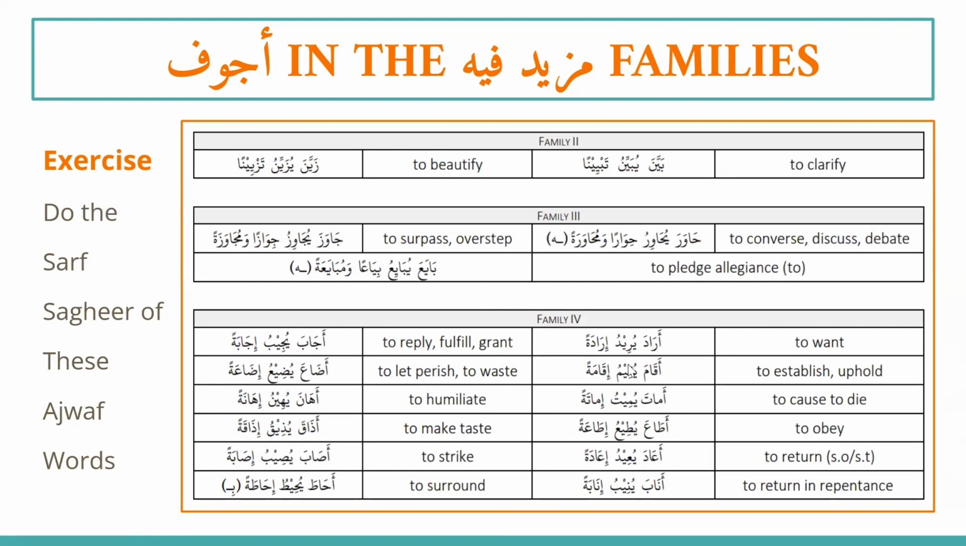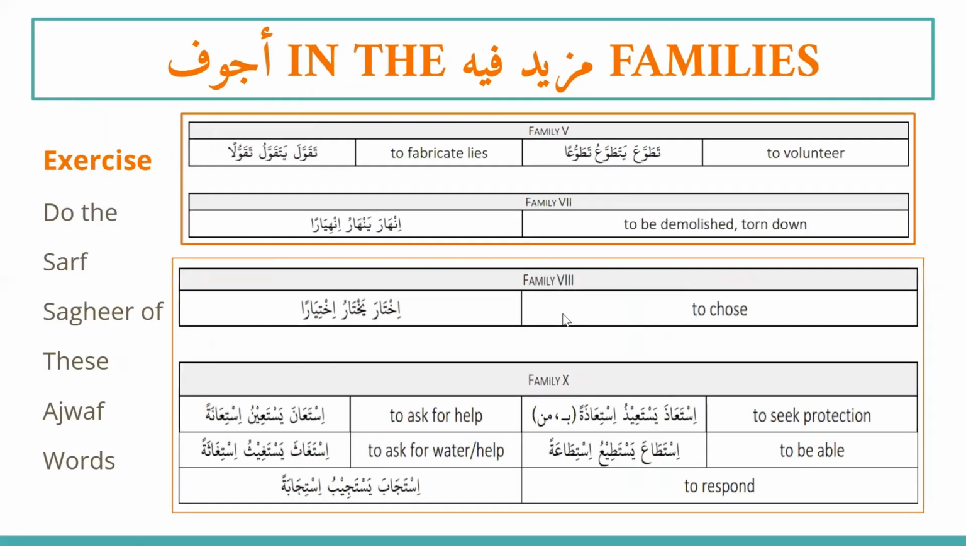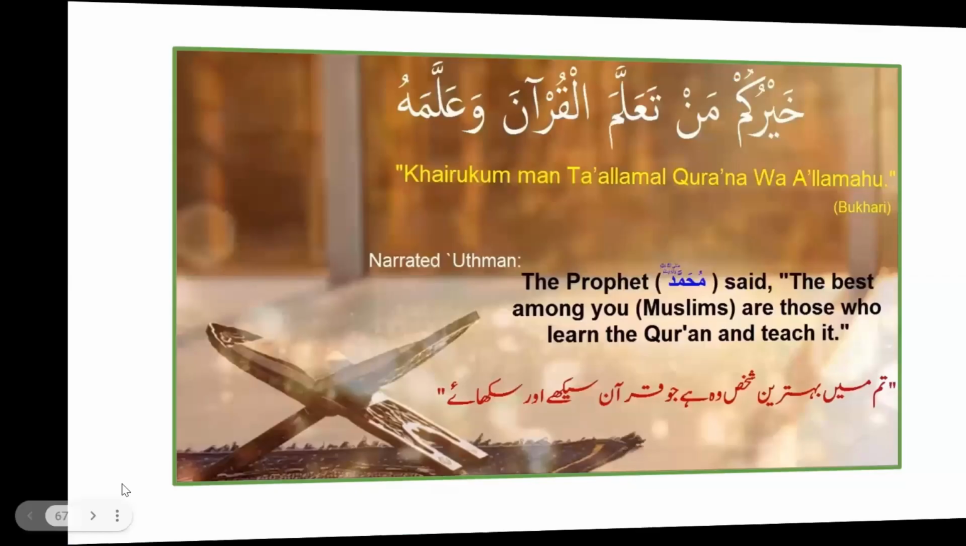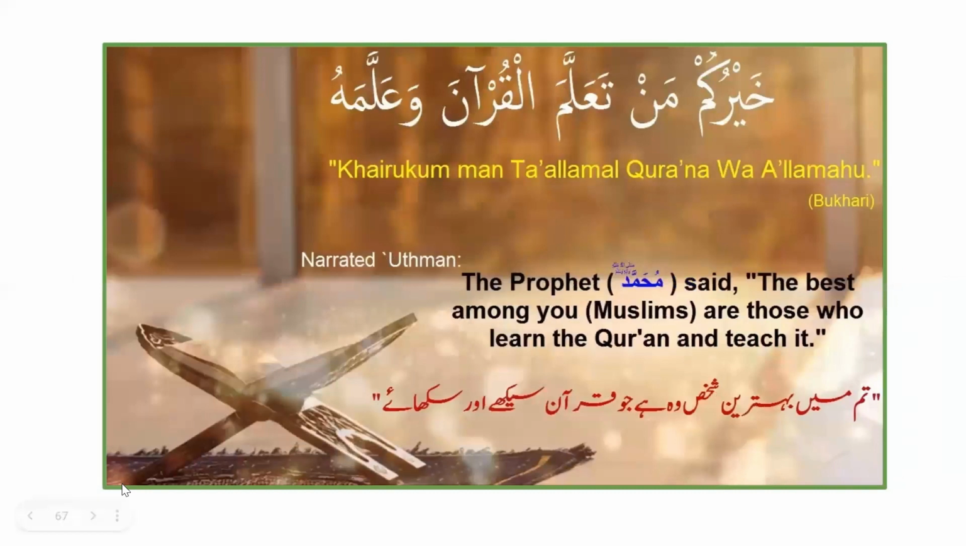The irregularity is there in family 4 and family 10, family 7, and family 8. Okay. So inshallah, we are going to do Sarf Saghir in the live interactive session, and Sarf Kabir also. If you have questions, you can ask me in the same session, inshallah.